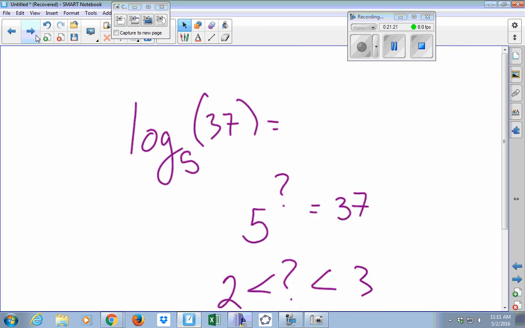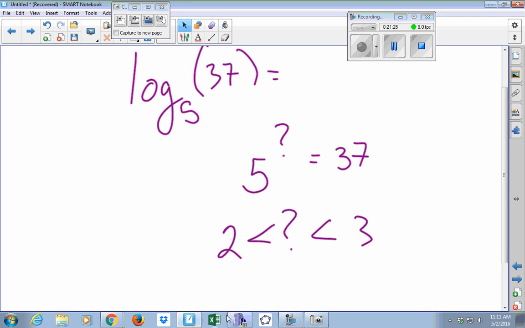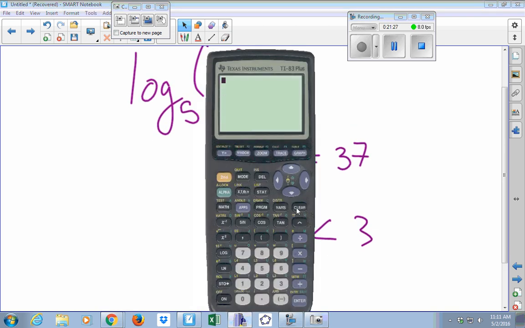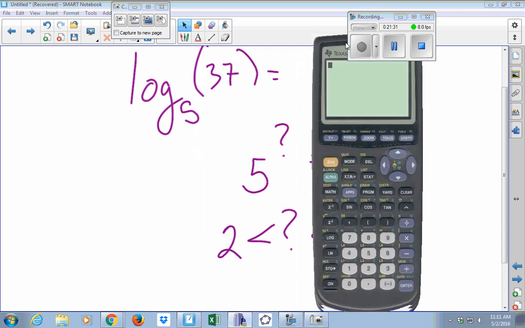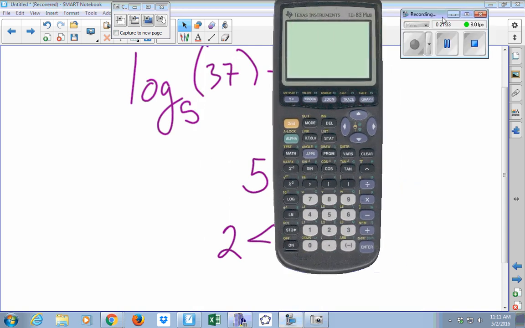All right, so if we were doing this problem, we would pull out our calculator, clear it out, and say, okay, I don't have a log base 5 button on my calculator, so let me use my favorite, the natural log. So I'm going to take the natural log of 37, divide it by the natural log of my base, 5, and let the calculator do all the work. And there you go.